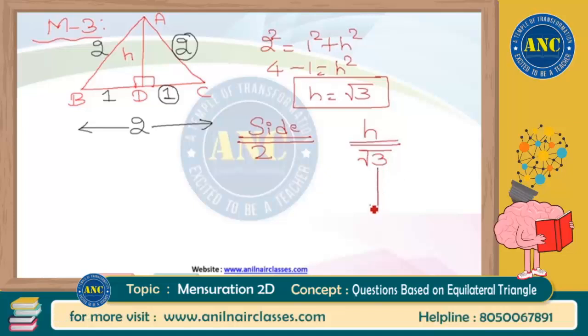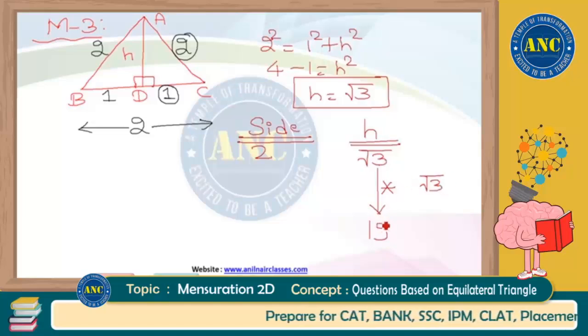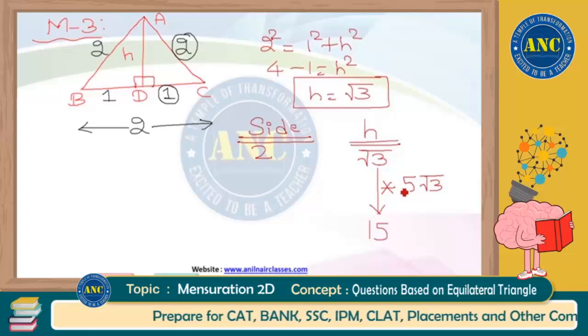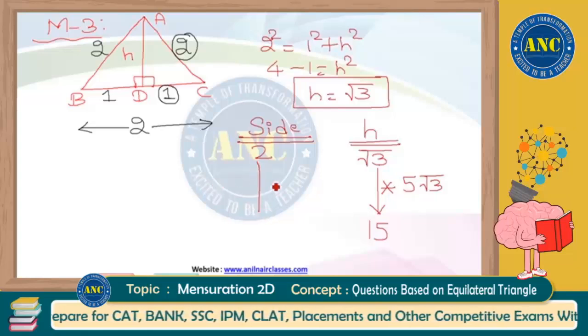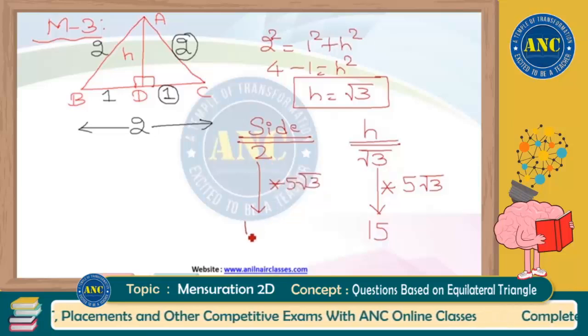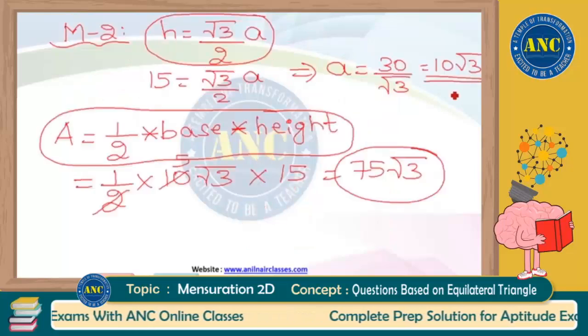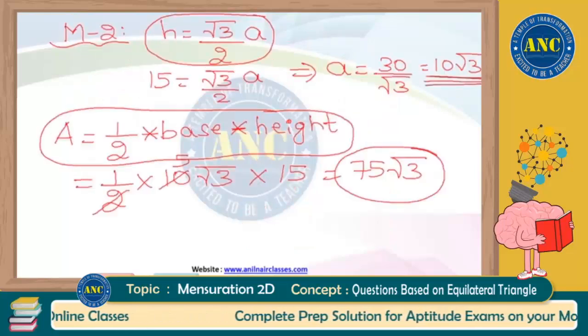But according to the question, the height of the equilateral triangle is not root 3. It is given in the question as 15. Root 3 should become 15. What is the multiplying factor? Root 3 into root 3 is 3. 3 into which number is 15? 3 into 5 is 15. The side is also multiplied by the same multiplying factor, 5 root 3. 5 root 3 into 2 is 10 root 3. That is nothing but the side value you got in the previous cases also.